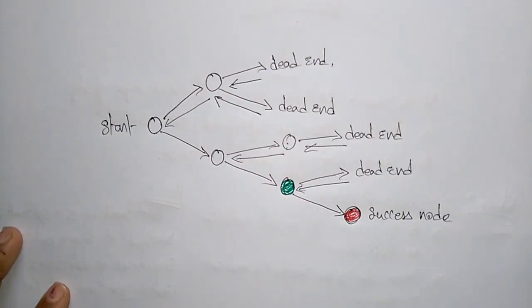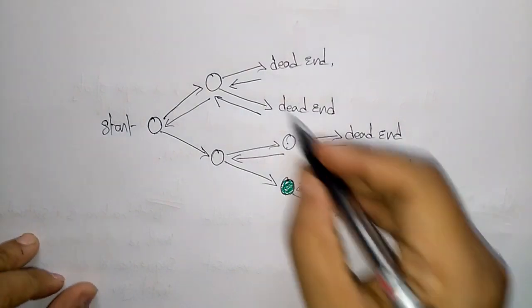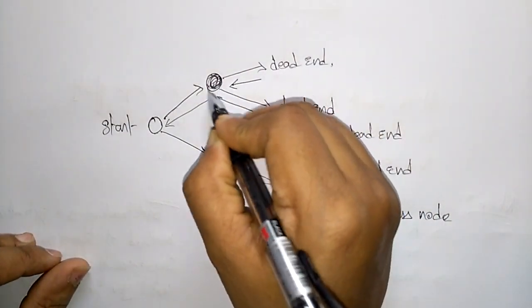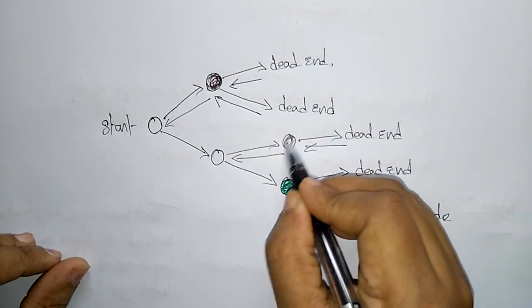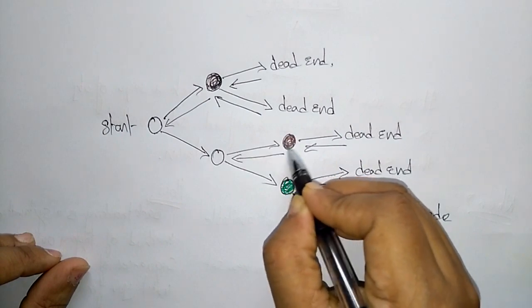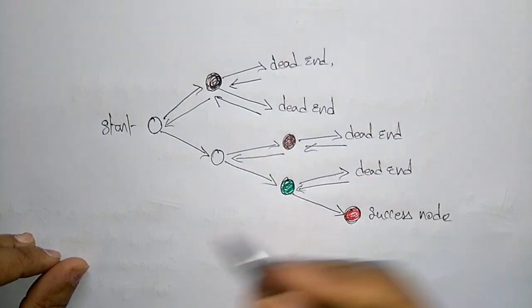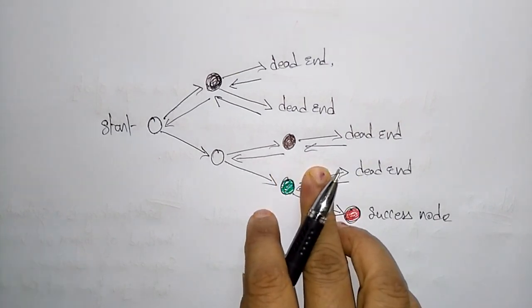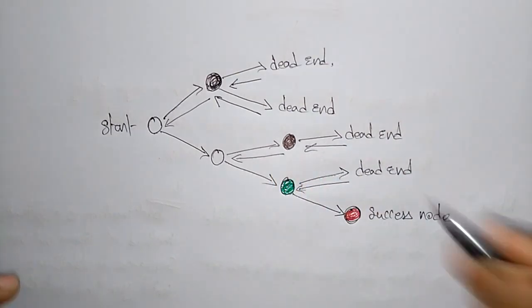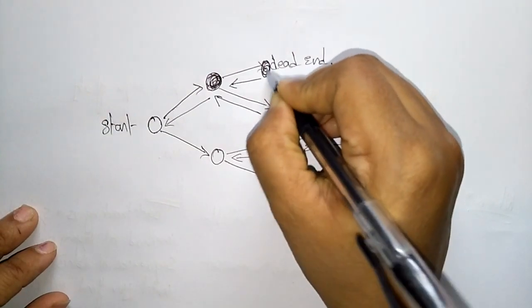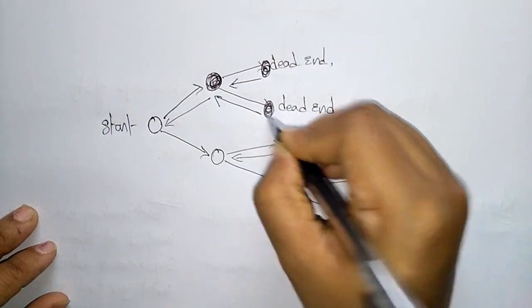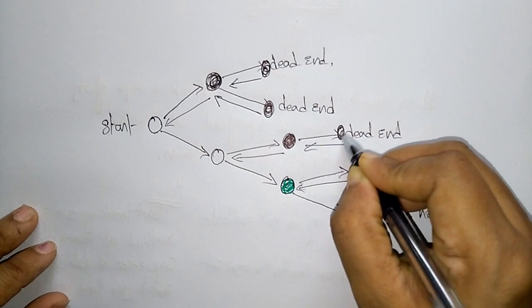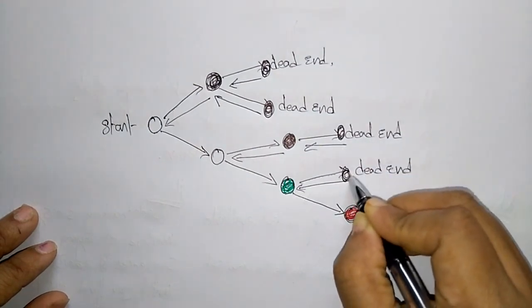And these nodes you call dead ends, because they don't provide a solution to your path. Let me show: this is a dead end, a node with no further nodes. That you call a dead end.